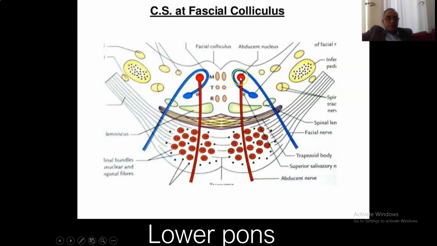So we have here the sixth nerve, you remember. It arises at the pontomedullary fissure, more near the midline. 7 and 8 are lateral to it, but the facial nucleus fibers form a turn around the abducent nucleus before exiting outside. This turn is called the facial colliculus, which is the lower part of the medial eminence, as we said.